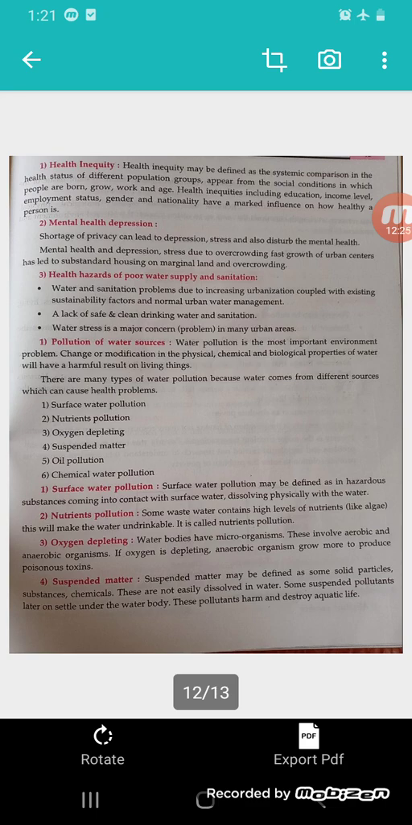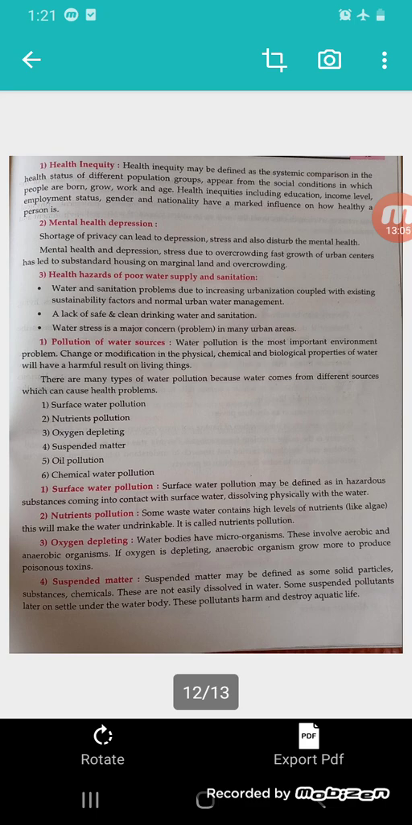There are many types of water pollution. That is surface water pollution, nutrient pollution, oxygen depletion, suspended matter, oil pollution, and chemical water pollution. Coming to surface water pollution, here the hazardous substances come into contact with the surface water and dissolve physically in the water. Coming to nutrient pollution, wastewater contains high levels of nutrients, that is algae, which will make the water undrinkable.